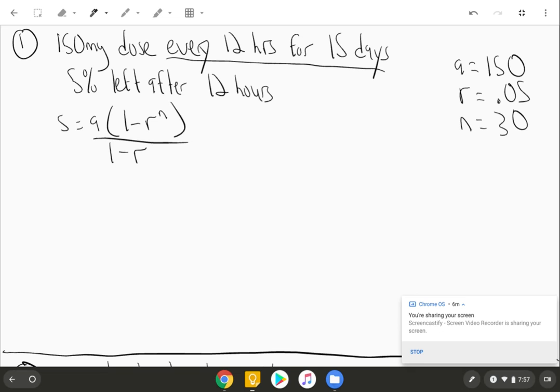So a 150 milligram pill, if I'm taking that twice a day for 15 days, that means I'm going to take 30 pills over those 15 days. So my A value is 150, my R value is 0.05, and my N value is 30. So now I can go right ahead and plug in those numbers. 150 times 1 minus R to the power of N, divided by 1 minus R.